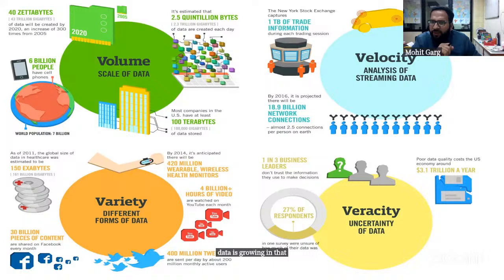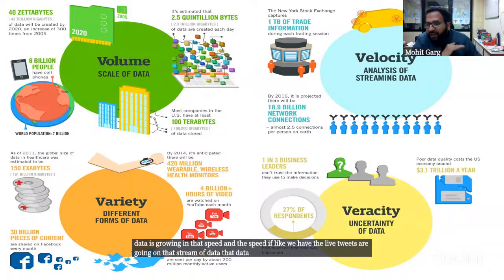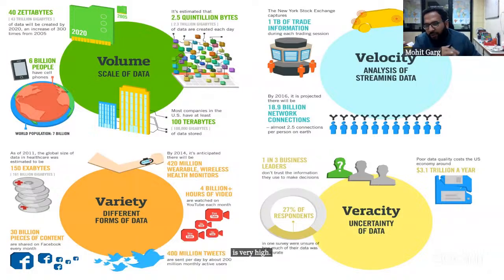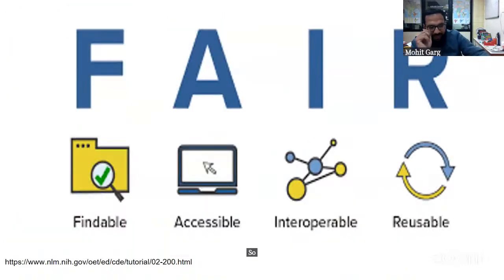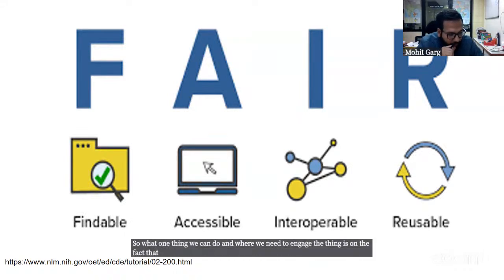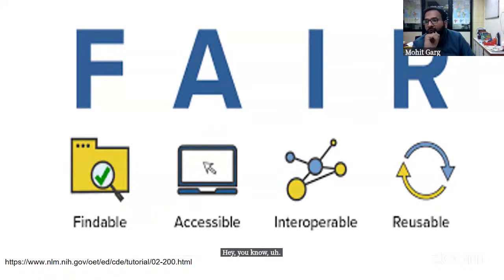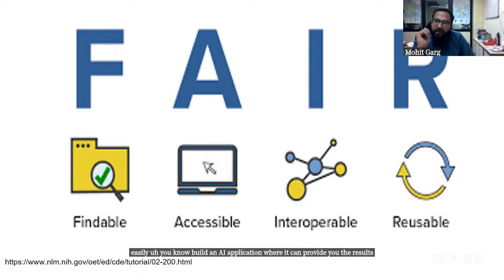And the speed, like live tweets going on, means the stream of data is very high. We have different formats of data, and sometimes we have the veracity issue of that data. So one thing we can do, and where we need to engage, is the fairing of the data. We need to make this data FAIR so that it is easy to build an AI application that can provide results in less time.